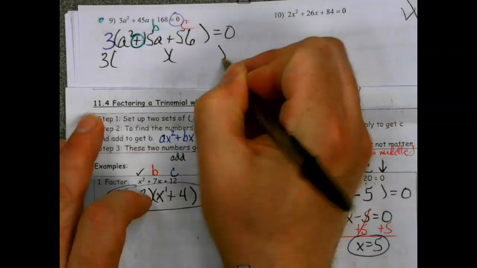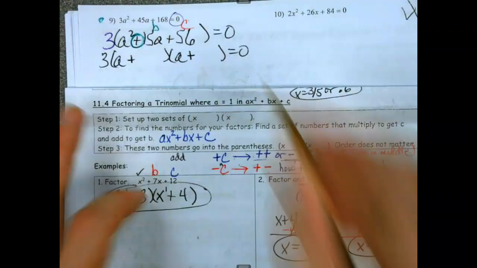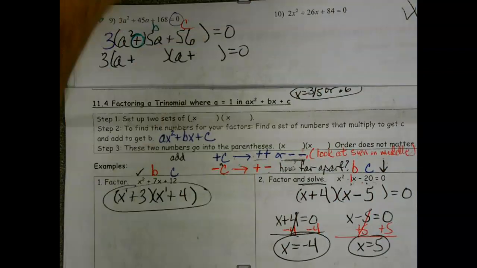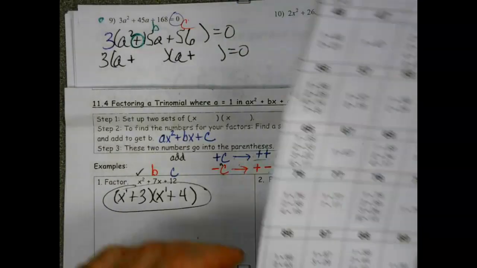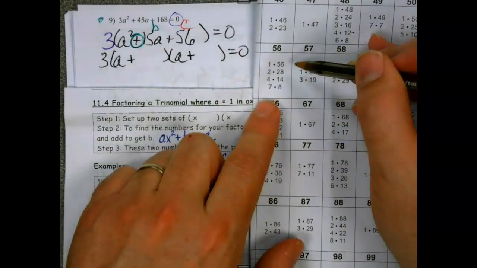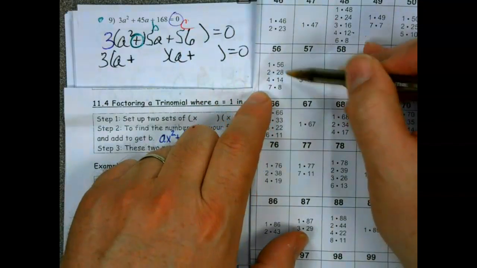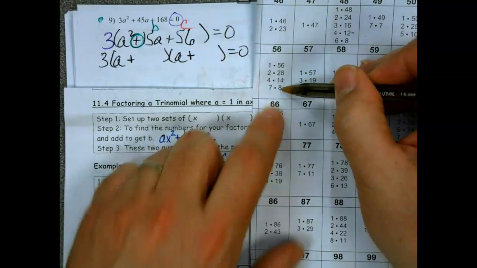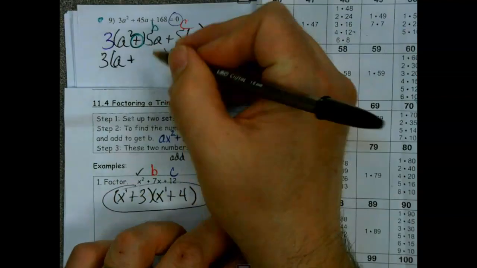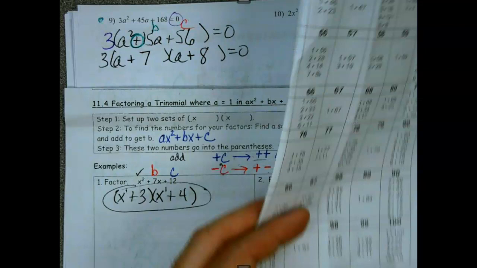So, get my parentheses made here. So we're going to have pluses for both. So 56. Okay, 56. I need to find the pair that adds up to 15. Too big. Too big. Too big. 7 and 8 will add up to 15. And since they're the same sign, I can put them in either order and still be okay.